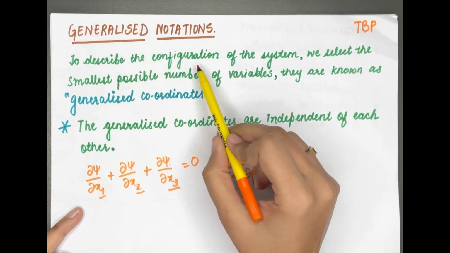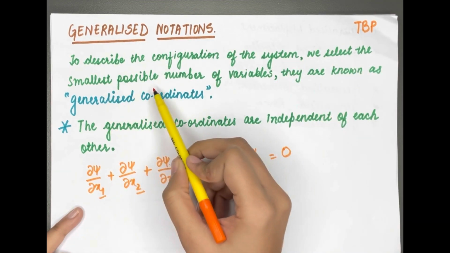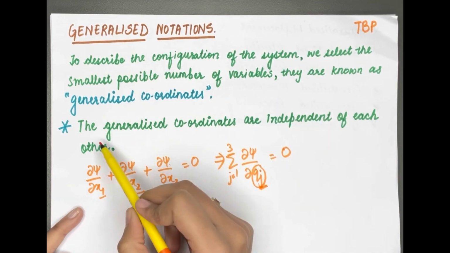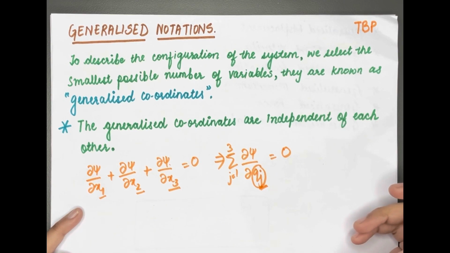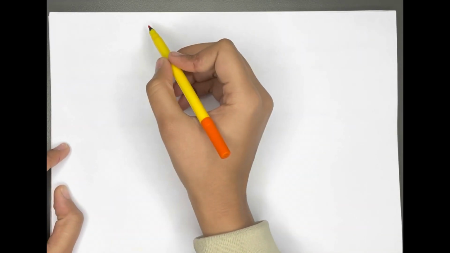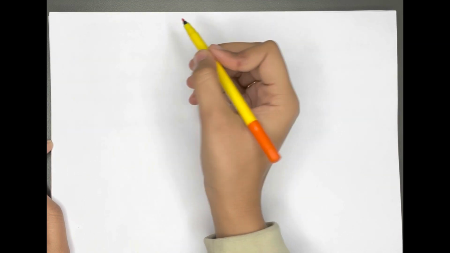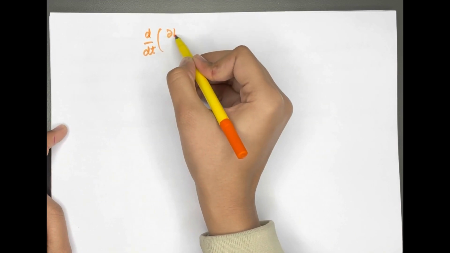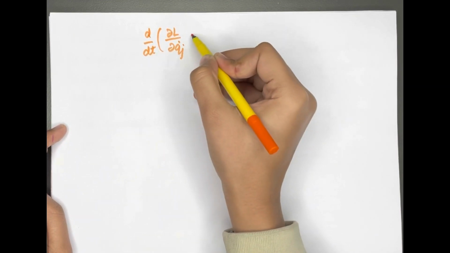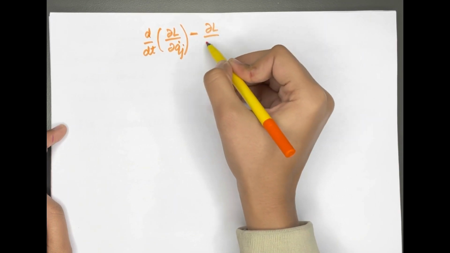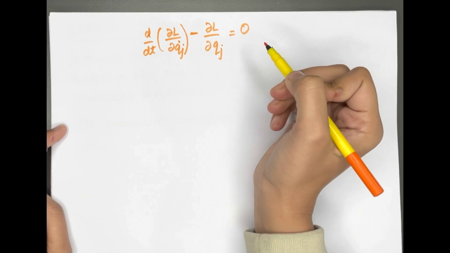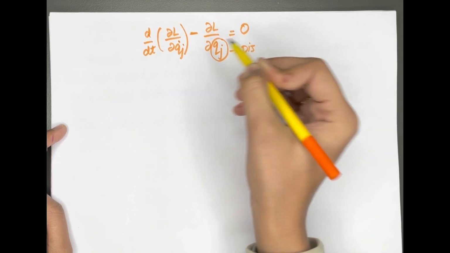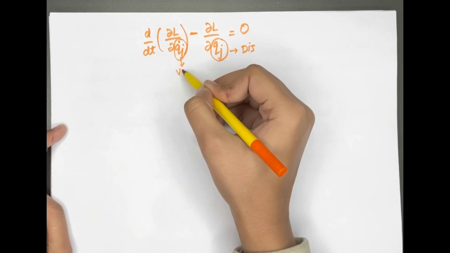So to describe the configuration of the system, we select the smallest possible number of variables. They are known as generalized coordinates. The generalized coordinates are independent of each other. To understand this, we will come across the Euler-Lagrange equation in our later videos, which is d/dt (∂L/∂qj dot) − ∂L/∂qj = 0. Now here qj is generalized displacement and qj dot is generalized velocity.